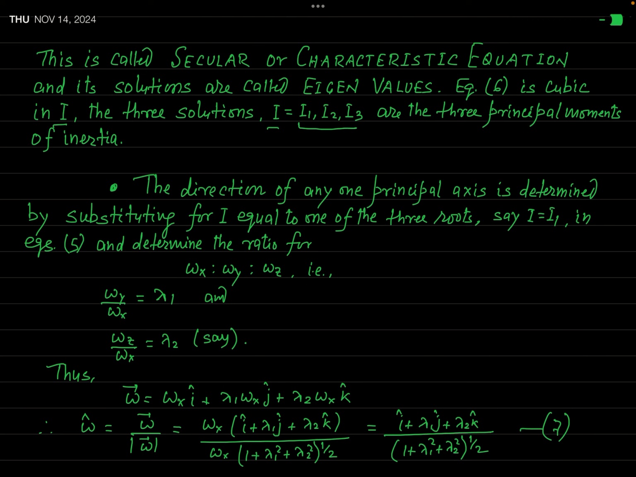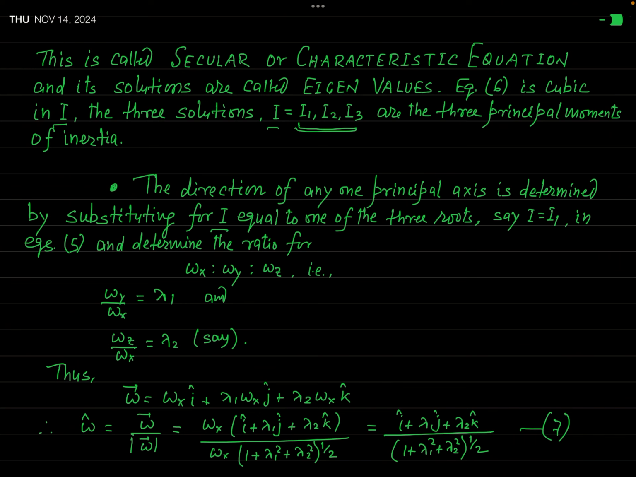Actually, if you want to know the direction of any particular principal axis, then you have to choose any one value from this I1, I2 and I3 at the place of I. So I have mentioned, you can see the direction of any principal axis is determined by substituting for I equal to one of the three roots.